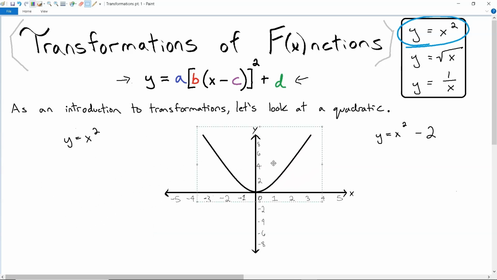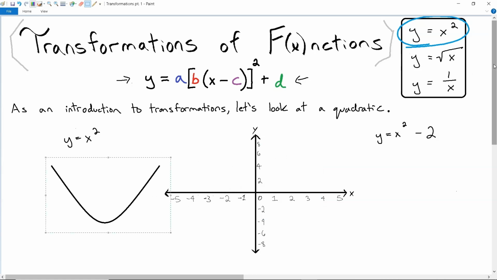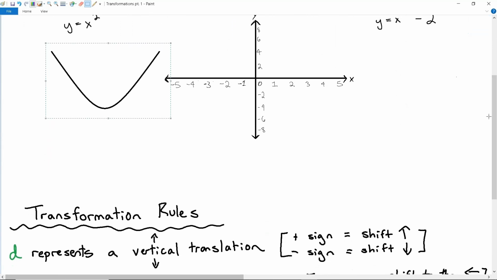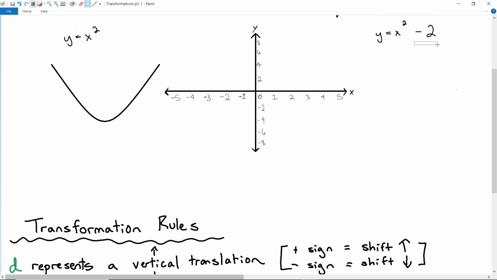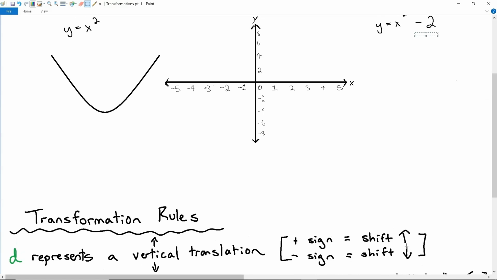So here's our original position. Now if I add the minus 2, I'm being shifted down 2 units where my vertex is now at y equals minus 2. And that is our first transformation that we can describe, or a transformation rule, where the value of d represents a vertical translation. In this case, our value of d was negative, so that means we had a downward shift.